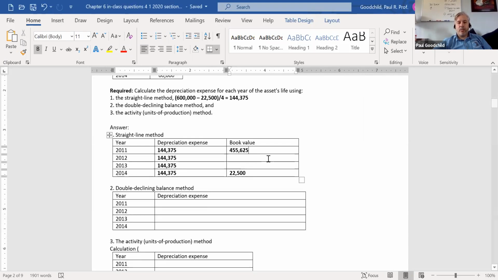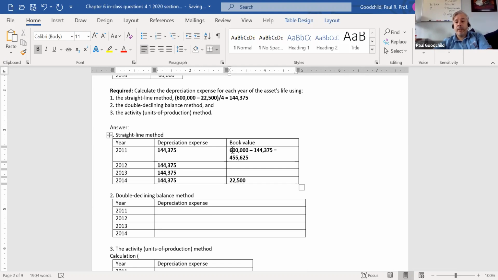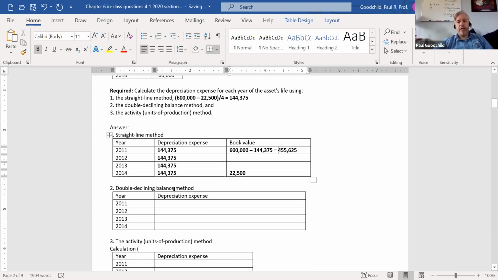Somebody asked where I get the 455,625. That would be the 600,000 minus the depreciation expense of 144,375. Hopefully, not sure my math added up, but I should be in the neighborhood there. Okay.